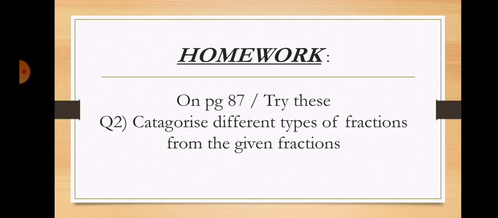I gave one homework question also, children. On page number 87, try these questions are there. Categorize the different types of fractions from the given fractions. Open the textbook, open page number 87. We have just now learned about different types of fractions. Some fractions are given, from those you categorize like fractions, unlike fractions, proper fractions, improper fractions, or mixed fractions, whatever are there, you just categorize and write down and send it to me on my personal window.